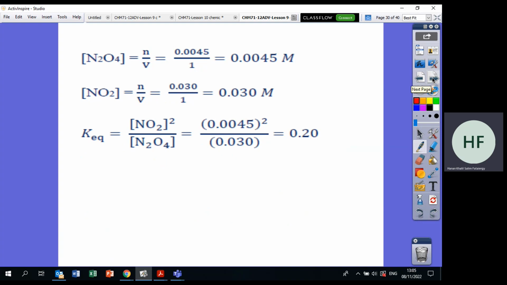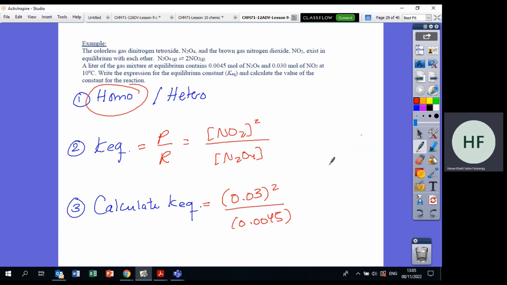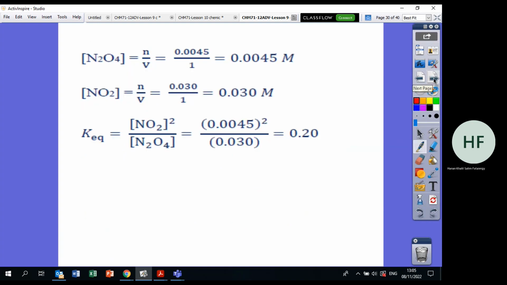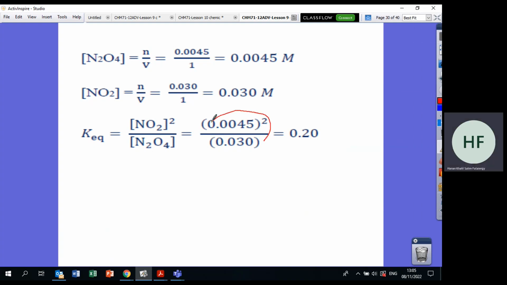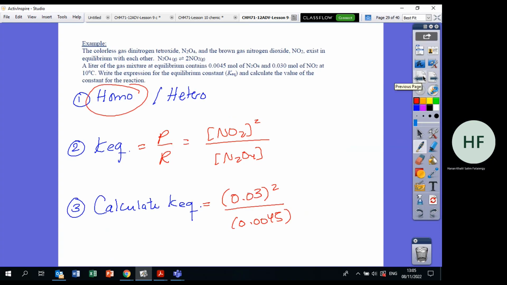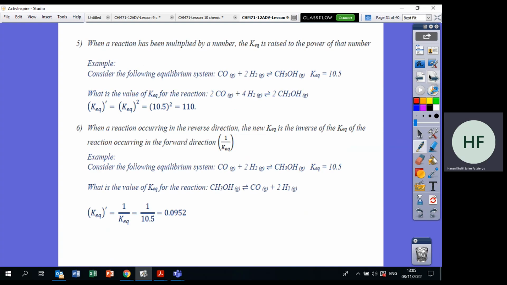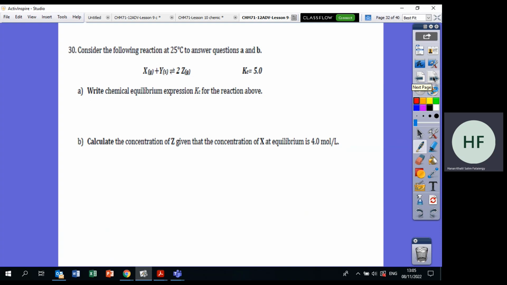Okay, now let's do another question. So the answer should be 0.20. I think there is a mistake here in this one. This one is not correct. Okay, now what happens when I reverse the reaction?